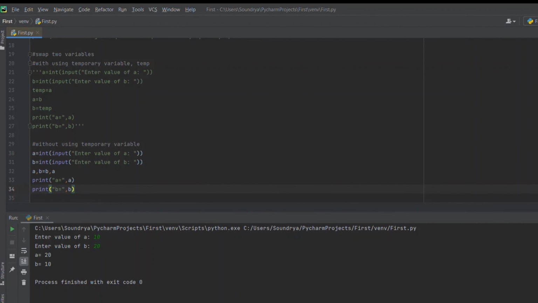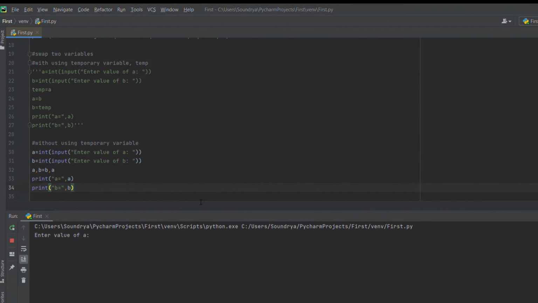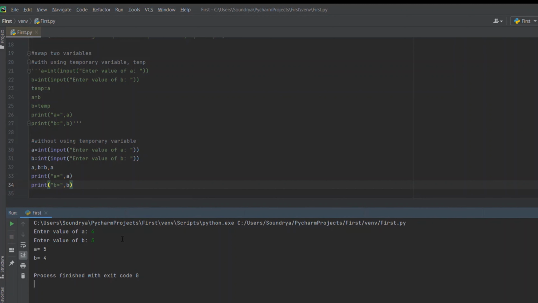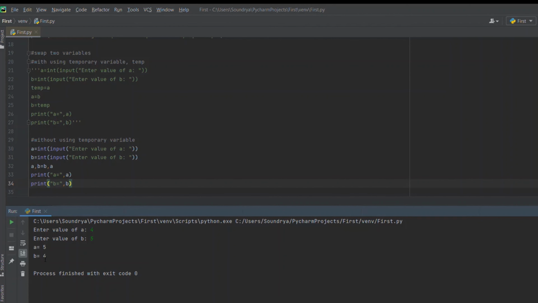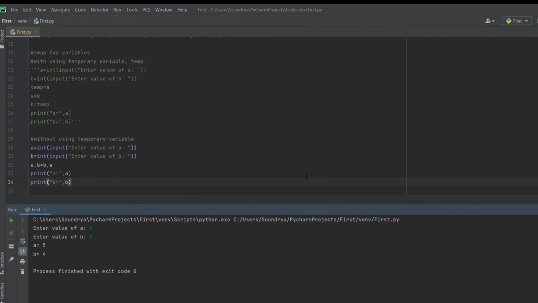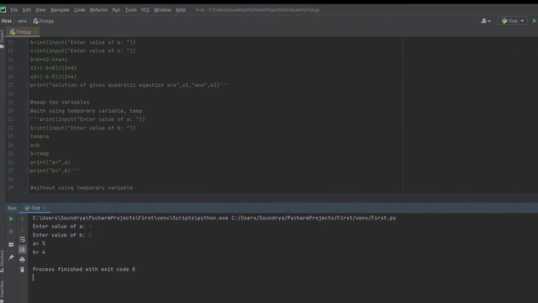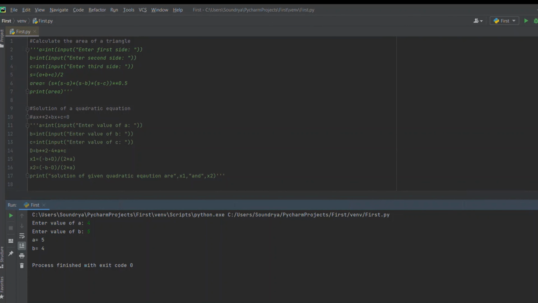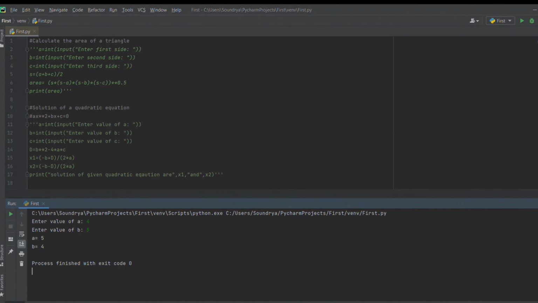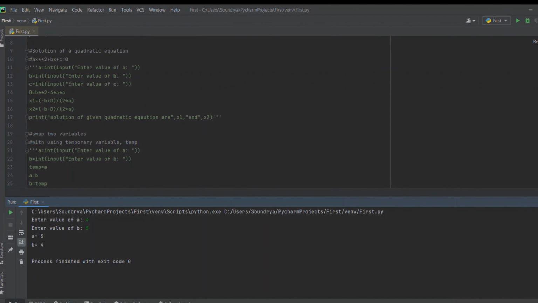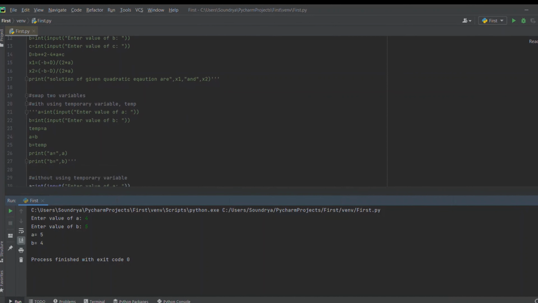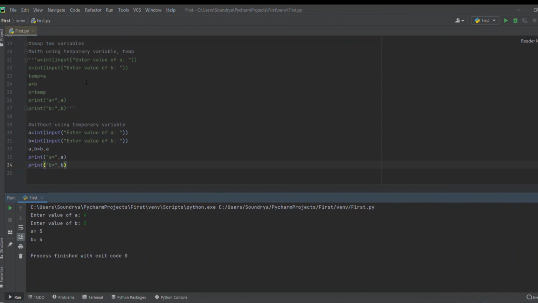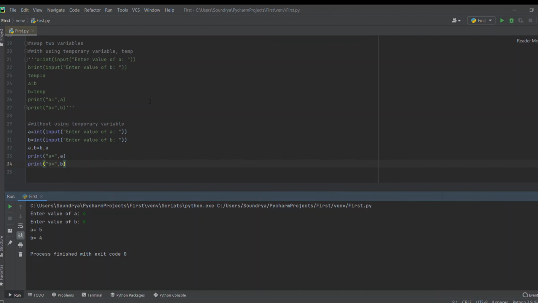Let us say a equals 4 and b equals 5. Now we can see that a equals 5 and b equals 4. So in this video, we have learned how to calculate the area of a triangle using Python, how to find the solution of a quadratic equation using Python, and swap two variables using Python, and we have also learned two methods of swapping two variables. Thank you.